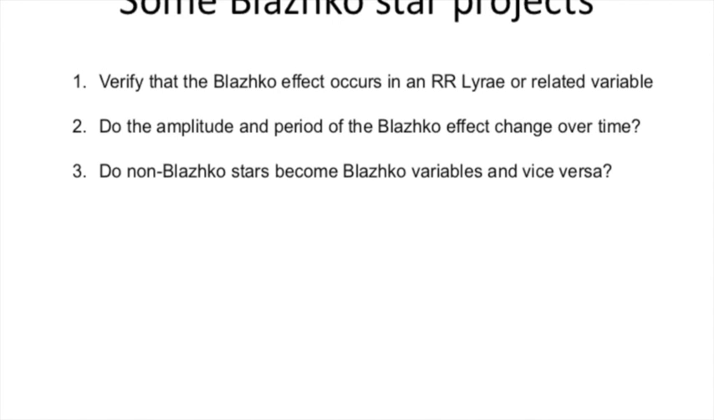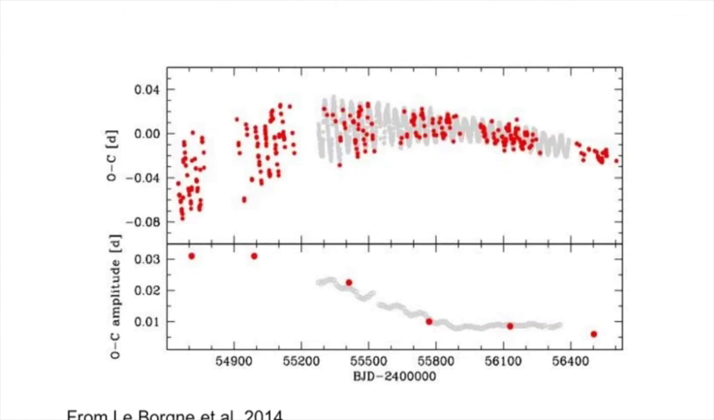So Blazhko effect projects show that a particular star does have the Blazhko effect. If it does, do the amplitude and period of the Blazhko effect stay constant all the time? Do non-Blazhko stars turn into Blazhko stars, or vice versa? RR Lyrae itself was found by Harlow Shapley to show what we now know as the Blazhko effect more than a century ago, just about a century ago, I guess.